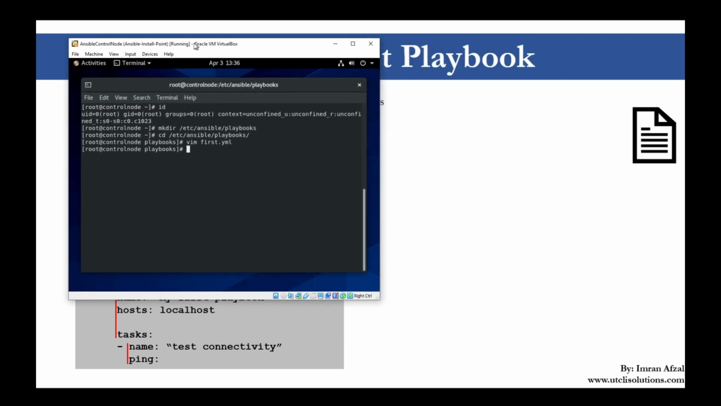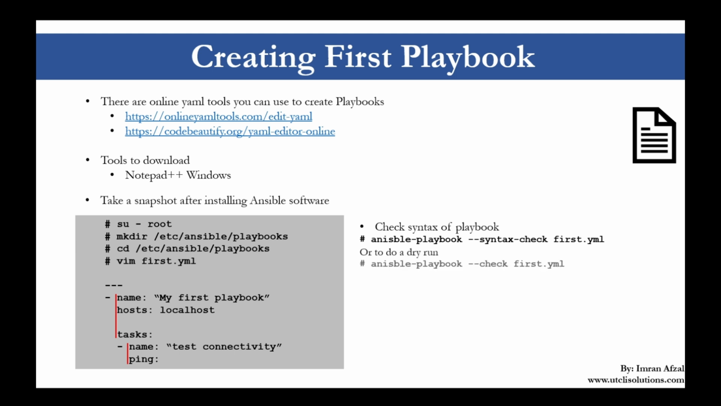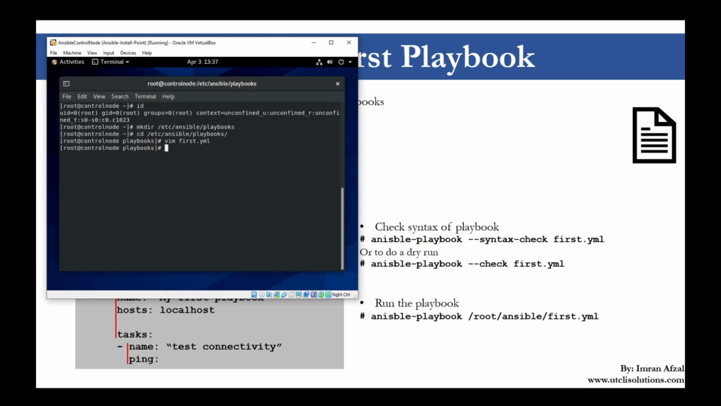Now let's do a few checks. Check the syntax of the playbook. You have to check to see if there are no syntax errors. You could run this command, or you could do a dry run with ansible-playbook. Once the check is complete, then you could run the playbook by running the simple ansible-playbook command. All right, let's go back to our Linux machine and we'll check the syntax first.